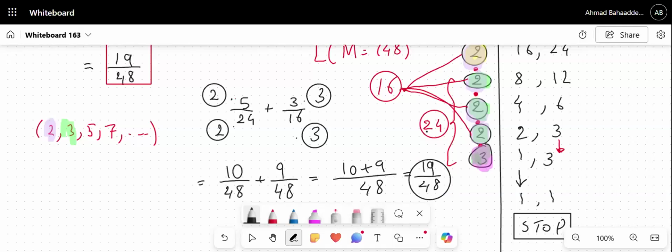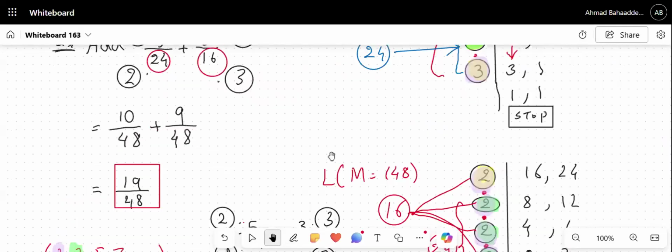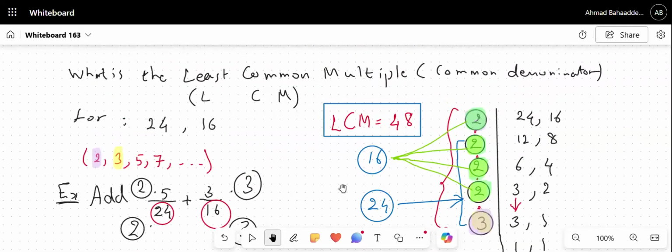This is the end of the idea. So I hope, guys, this video will help you to find the least common multiple, and we can do the same with 4 or 3 fractions. It's as it is, 3 fractions or 4 fractions.